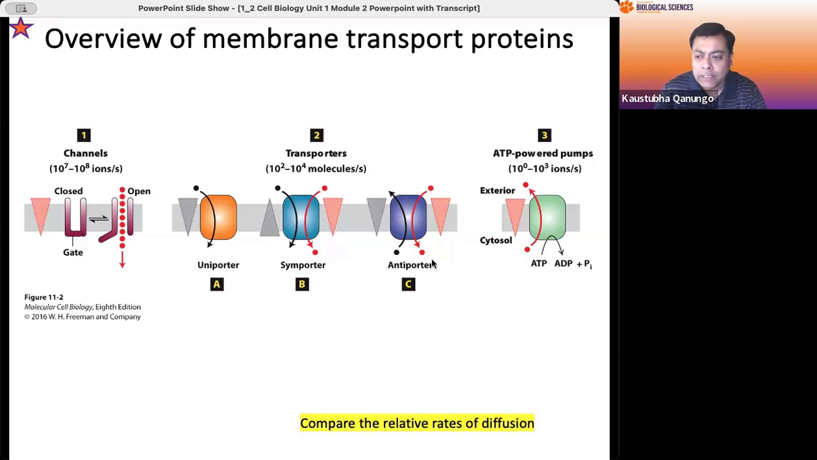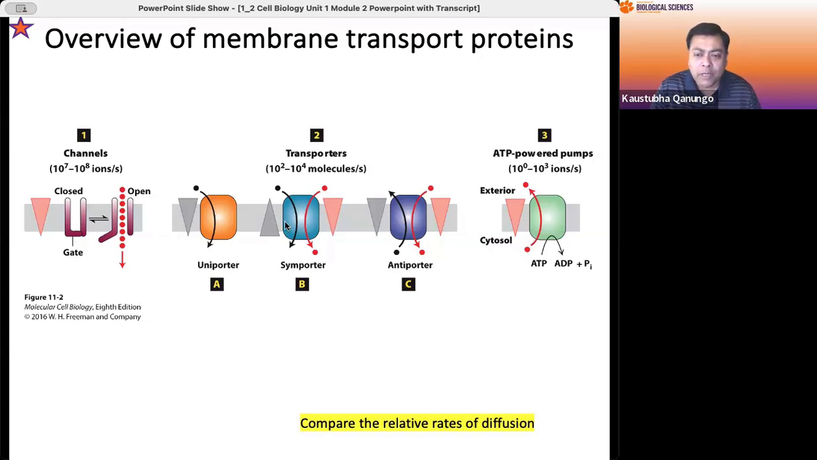And if you look at what the legends are, this triangle means the flat portion is the high concentration, and the tapered portion is the low concentration. So this is moving from high to low. This is also high to low. Now we have these 2 types, symporter and antiporter, that move molecules together: symporter in the same direction, antiporter in opposite directions. And they move about 10 to the power 2 to 10 to the power 4 molecules per second. Whereas the slowest ones are usually the ATP powered pumps, which move molecules against the concentration gradient. See that compared to all of these, this is opposite.